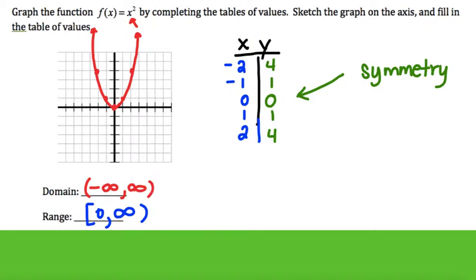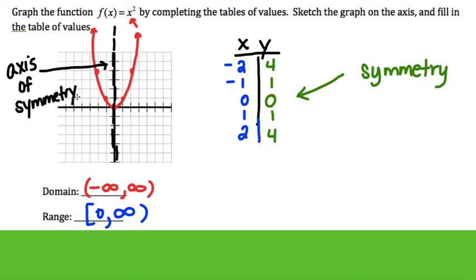But I want you to notice that it is symmetrical right down the vertex. So there's actually a hidden line that goes down that, and that's called the axis of symmetry. And it's very similar to the axis of symmetry from an absolute value function. Now, what's important, though, is that an axis of symmetry is a vertical line.